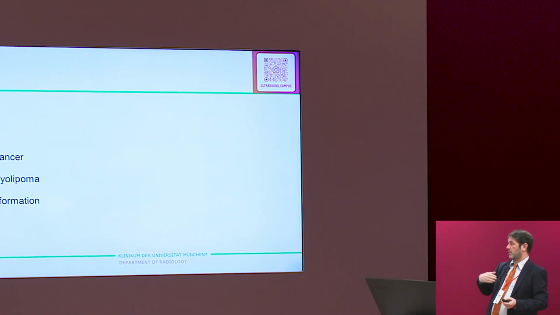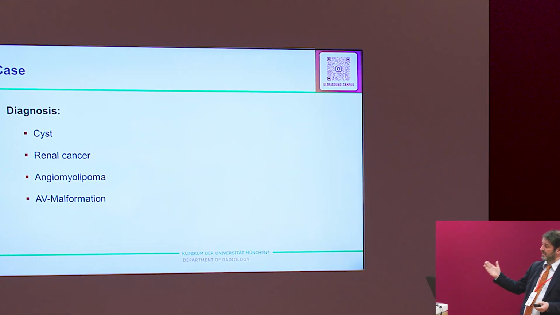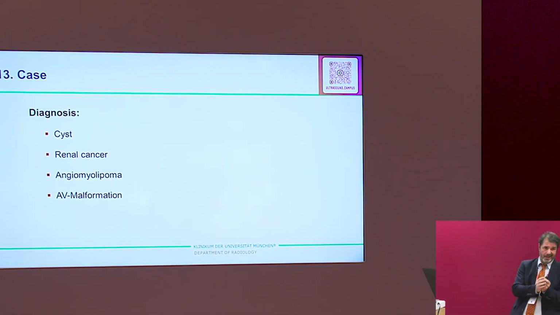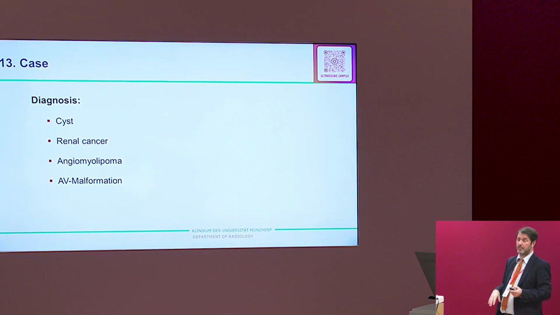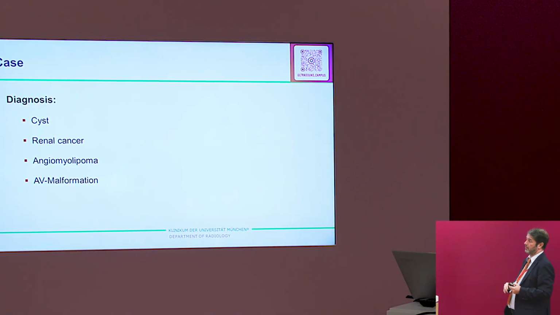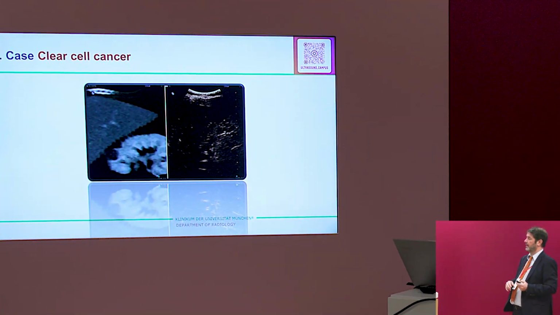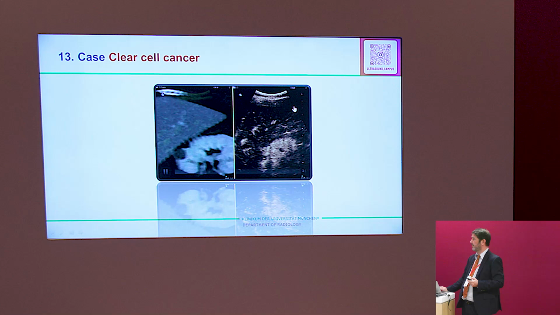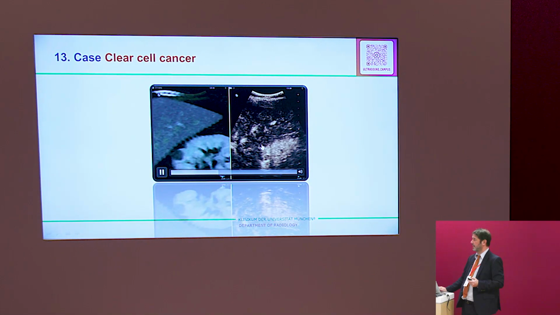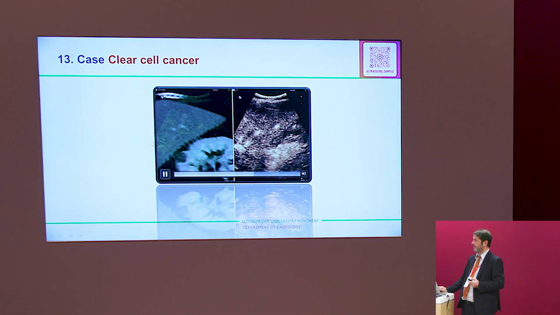So, a cystic lesion, we know, must be black. Renal cell cancer will fit. Angiomyolipoma will be bright. AV fistula has a different behavior. So the only correct answer could be renal cell cancer. And again, you see it. There is the uptake. There's the lesion seen in CT.